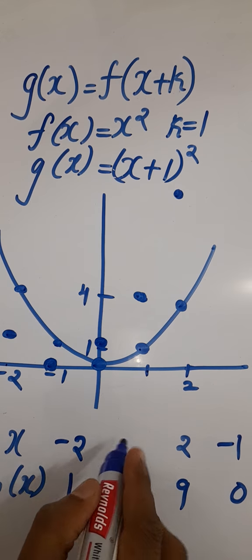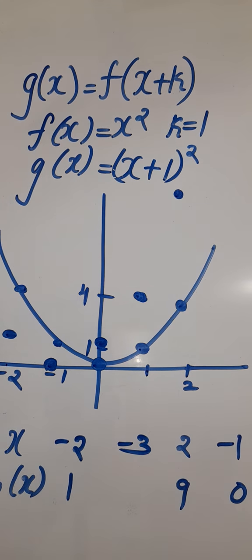What happens if x is minus 3? Minus 3 plus 1, we get it to be minus 2. Minus 2 square, we get it to be equal to 4. So for x equals minus 3, we get y value to be equal to 4.